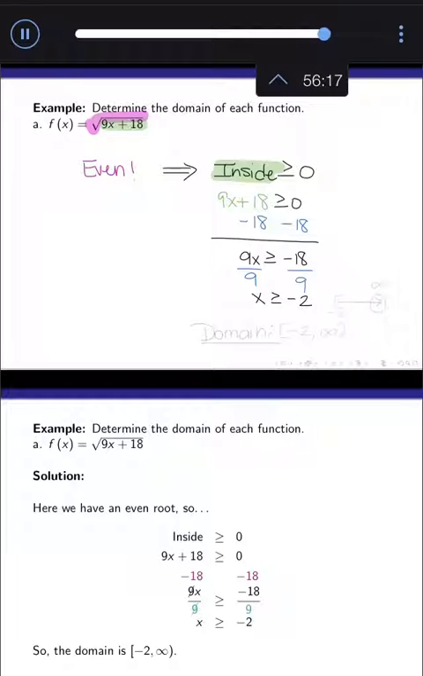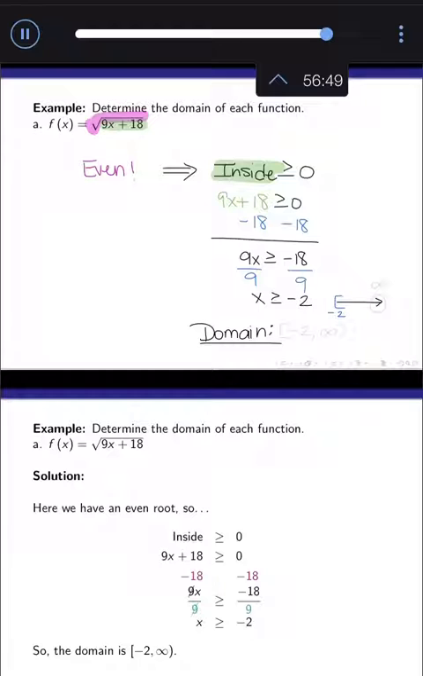Remember, though, we can't leave our domains looking like this. We need to write them in interval notation, meaning they should have infinities and parentheses and brackets, that sort of thing. So I need to turn this answer into a graph to figure out what its domain will look like in interval notation. Greater than or equal to negative 2 means that the graph will point to the right. The equal to means it will have a bracket at negative 2.